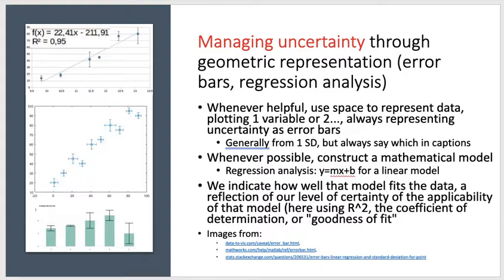Always ask yourself whether a plot is useful. Even a bar chart can sometimes illuminate the relationship between data. So whenever you use a geometric representation, always indicate uncertainty spatially. The rule of thumb is that an error bar is a single standard deviation, but you should always say that is so, or that you're using 2 standard deviations and a 95% confidence level, etc. Always say that in the captions of any plot you create.